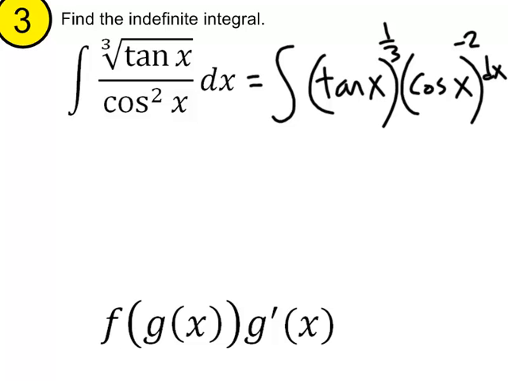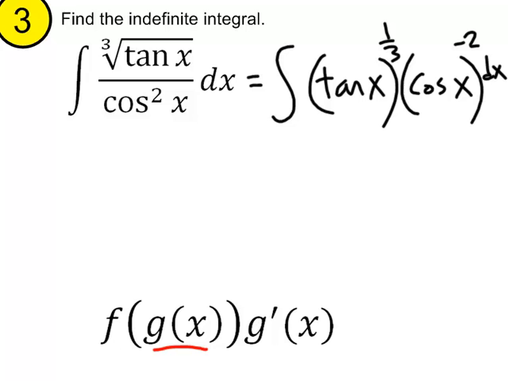And I notice that there's two composite functions here. Tangent of x could be our g of x plugged into an outer function, blank to the 1/3. Or cosine x could be our g of x plugged into an outer function of blank to the negative 2 power. So again, it's not immediately obvious what our g of x is, but let's reason it out this way.